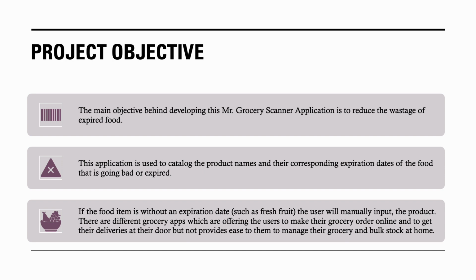The main objective behind developing our application is to reduce the wastage of food. The application is used to catalog the product names and the corresponding expiry date of the food. If the food item has no expiration, the user manually gives the date to the product. There are different grocery apps that offer users the ability to make their grocery order online and get their deliveries at the door, but they do not make it easy.